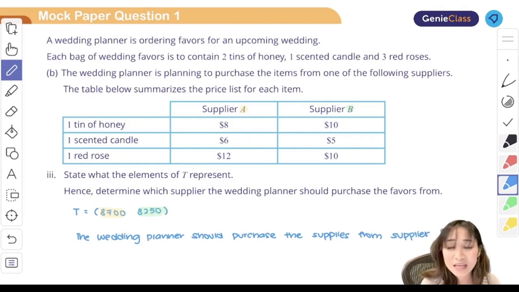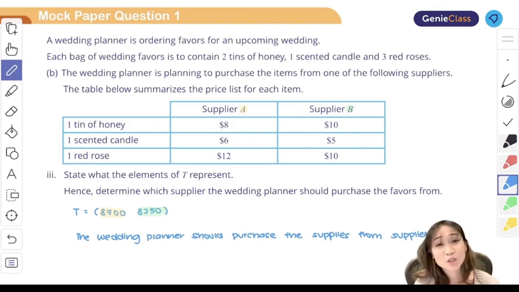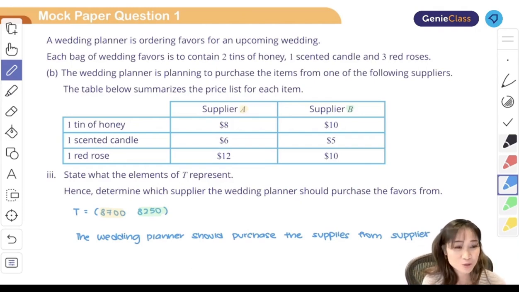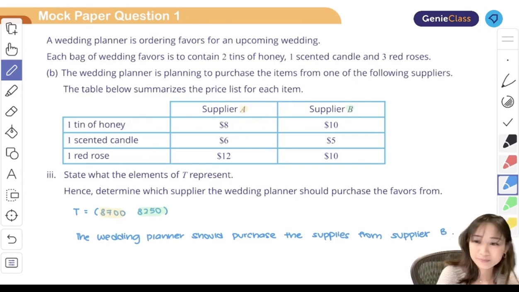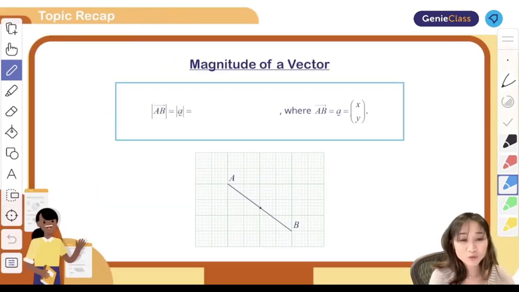So everyone okay with question 1 in the mock paper? Yes, no? Everyone okay with question 1? Yes? Anyone has any questions? Okay, no questions, then we move on.